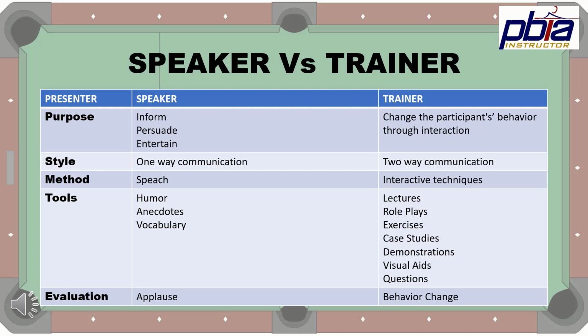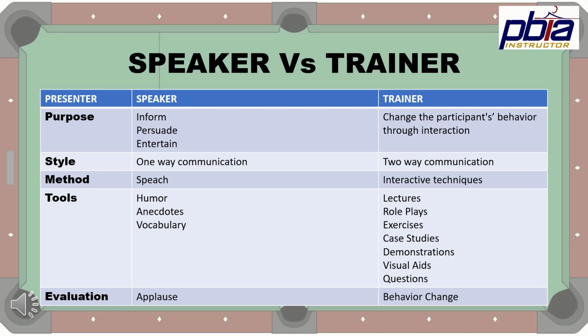There's a big difference between speaking and training. Simply put, the purpose of a speech is to inform, persuade, or entertain, or all of the above. Training is about changing the participant's behavior. Behavior change requires more expertise and tools than just reading from a set of notes. Training is about how the students can perform.